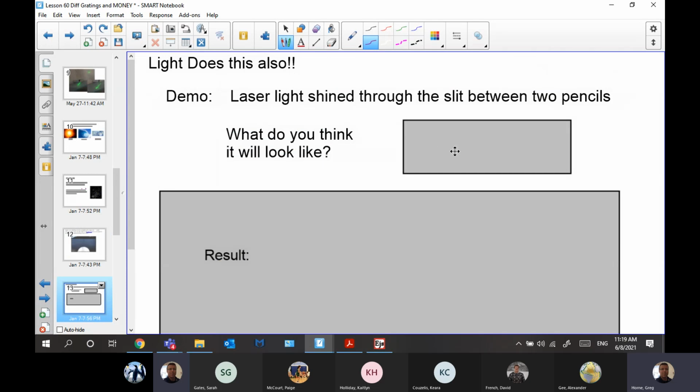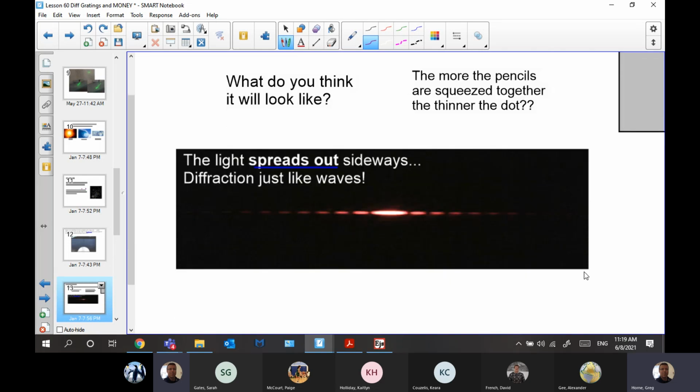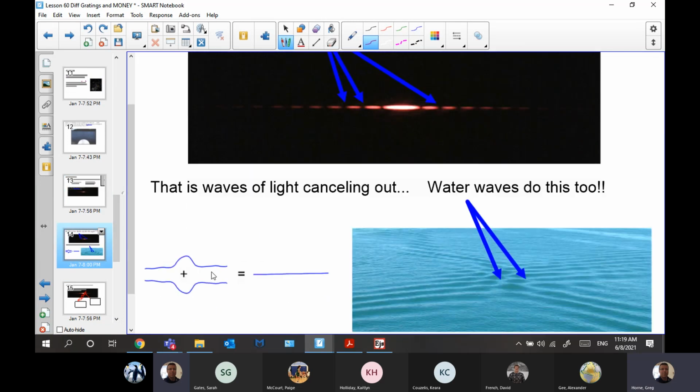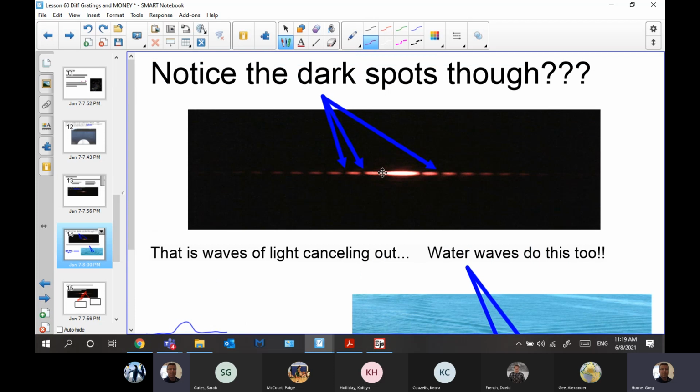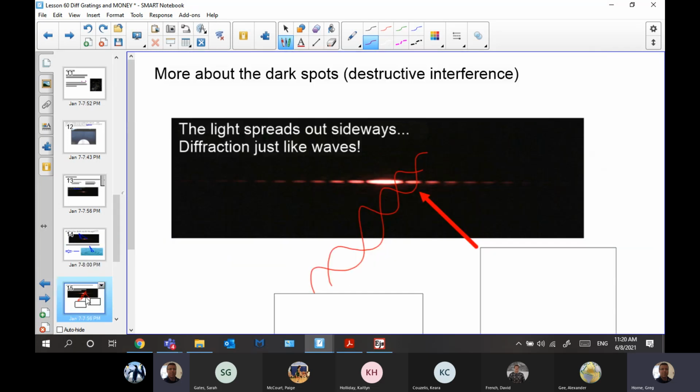Light does this too. So what does laser light look like shone between two pencils? Of course, we know exactly what it looks like. We just talked about it in the previous lesson. So the light spreads out like that. This is where the two files come up, I think. Remember I started saying I had two of these somewhere showing it. So notice those dark spots, right? That's where light is canceling out. And I'm pointing out that, of course, waves do that too. So these spots here where there are no waves, it's because this wave and this wave, the two angled waves, are canceling out, right? An up and a down wave canceling out. So that's destructive interference. Waves do it, light does it. This is a nice little drawing here to show the idea of a wave that is in phase would be bright.